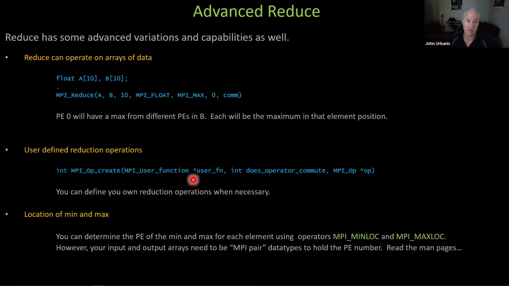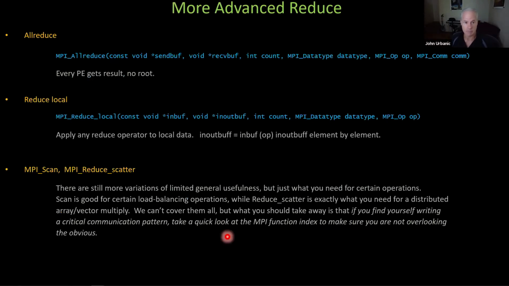You can also define your own reduce operations. There are a bunch of predefined ones in MPI. As I said, the ones you're very likely to find yourself using at some point are sum, minimum and maximum, but there are also a handful of other predefined ones, and you can even create your own if you find it necessary. And for min and max, you might find it important not just to have the minimum or maximum, but to find out where they're actually located, and you can do that as well.